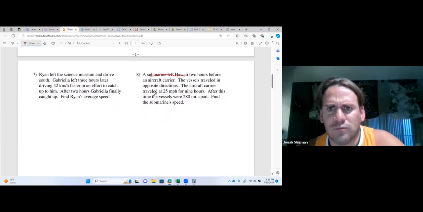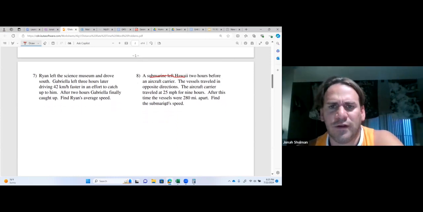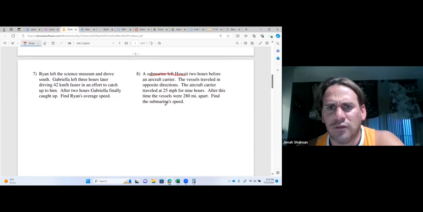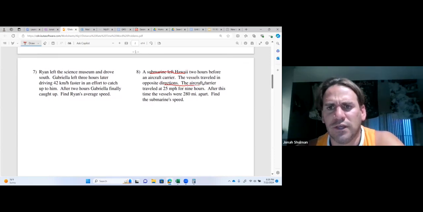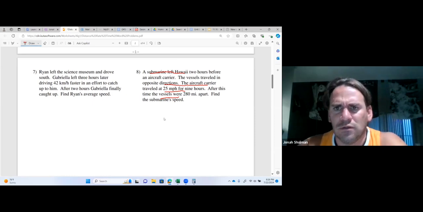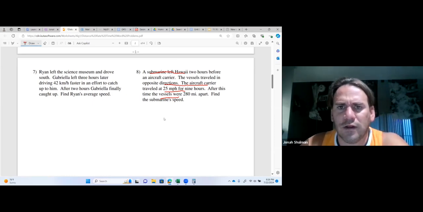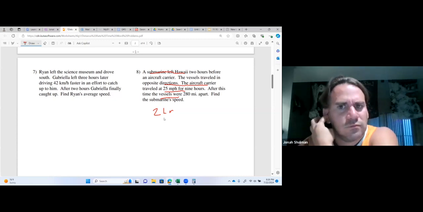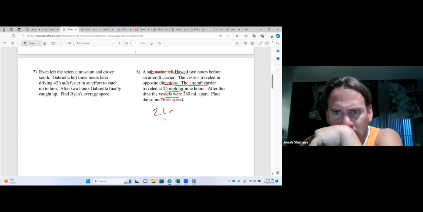All right, so a submarine left Hawaii 2 hours before an aircraft carrier. See, we all make mistakes, right? The vessels traveled in opposite directions. The aircraft carrier traveled 25 miles per hour for 9 hours. After this time, the vessels were 280 miles apart. Find the speed of the submarine.